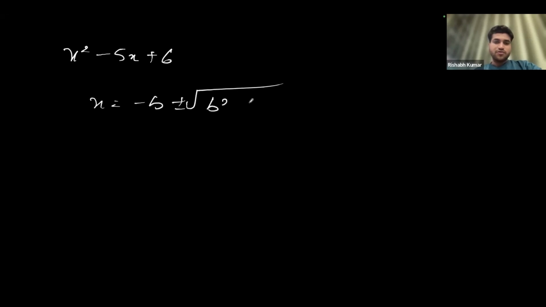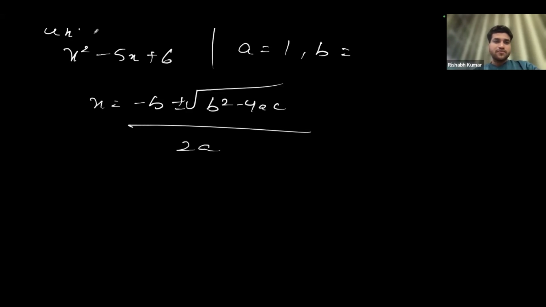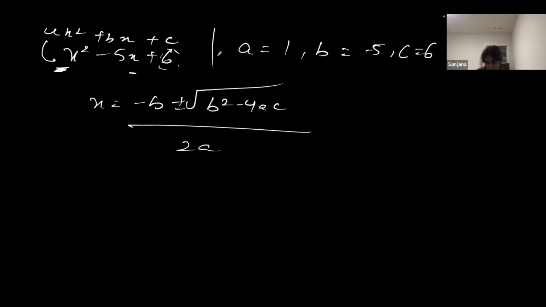Like x square minus 5x plus 6. Use the formula: x is equal to minus b plus minus the root of b square minus 4ac upon 2a. Here a is 1. You don't know how to compare with ax square plus bx plus c? The coefficient of x square is a, the coefficient of x is b, and the constant value is c. You know all this or not? Yes, and now just put in this equation.